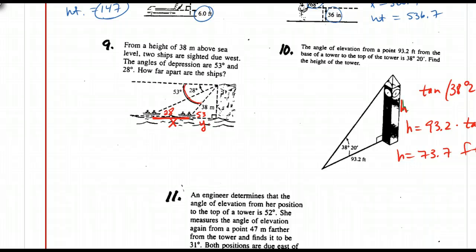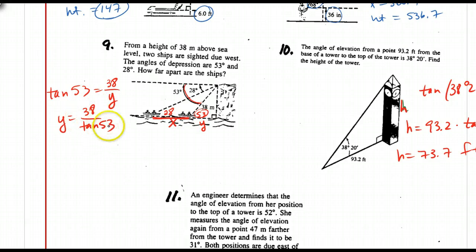So the first thing I'm going to do is solve for y, because I have all the pieces of the triangle necessary for that. The tangent of 53, right there, this angle, is equal to 38 over y. Sorry, y. This should be a y. And therefore y is equal to 38 over tangent 53.